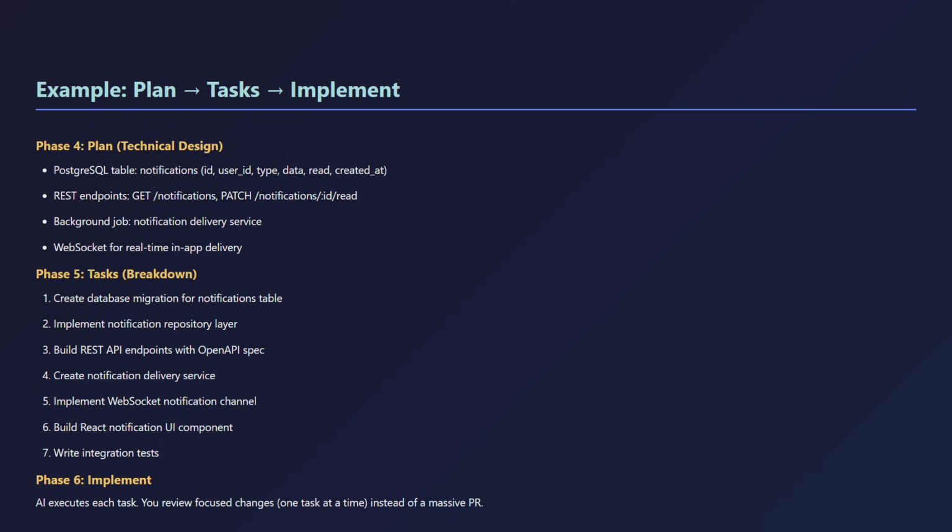Here is the crucial difference from traditional AI-assisted development. You review focused changes one task at a time, instead of reviewing a massive pull request with thousands of lines covering the entire feature. You review incremental changes. Database migration in one PR, repository layer in another, API endpoints in a third. Each one is focused, reviewable, and validates against the specification.